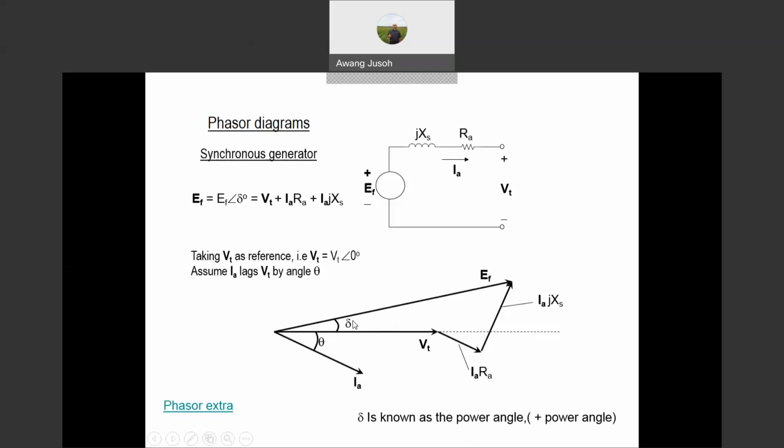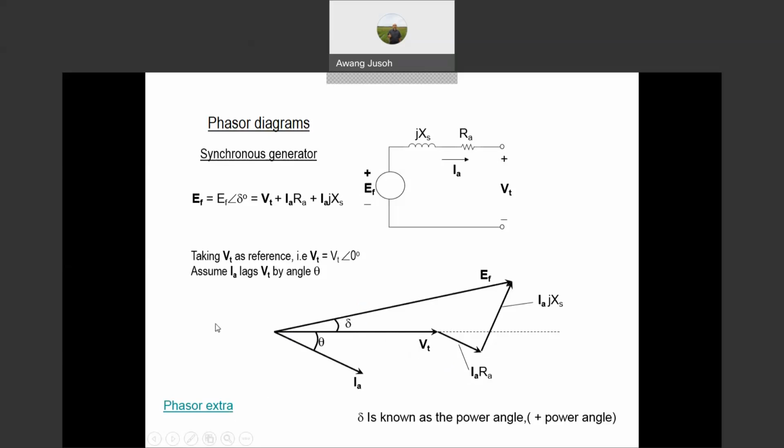And for the generator, delta is always positive. For the synchronous generator, delta is always positive. Whether the current is lagging or leading or in phase, whatever the current, the delta must be positive. Okay, you must know that.